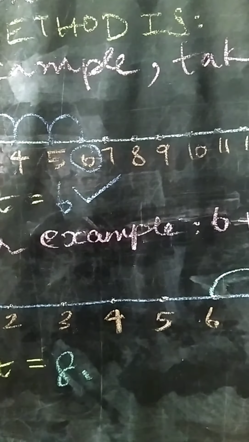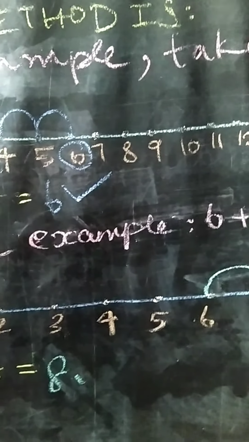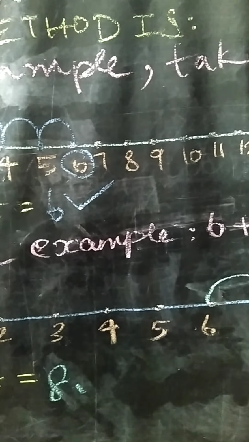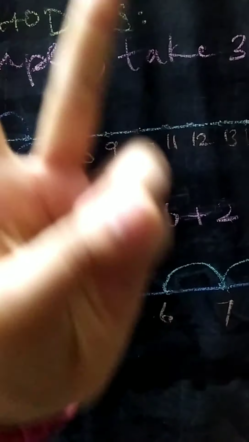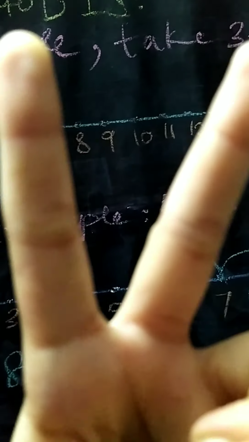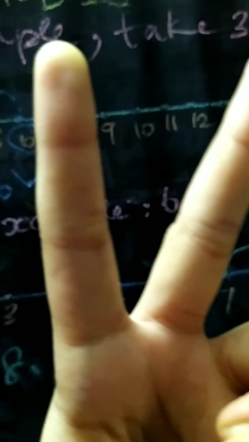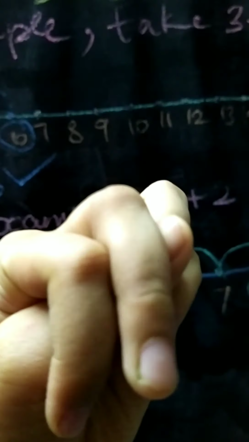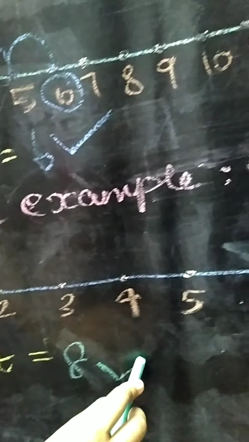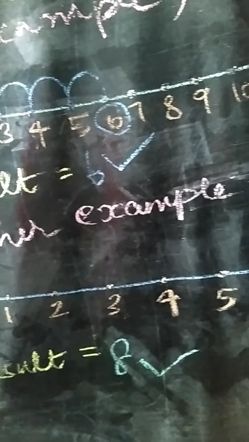Let's check this out. 6 in your mind and 2 in your finger. So when you have 6 in your mind, 1, 2, 3, 4, 5 and 6 in your mind, you count 7, 8. You count 7 and 8 in your finger. Am I clear? So you get the result 8. So this is completely right.